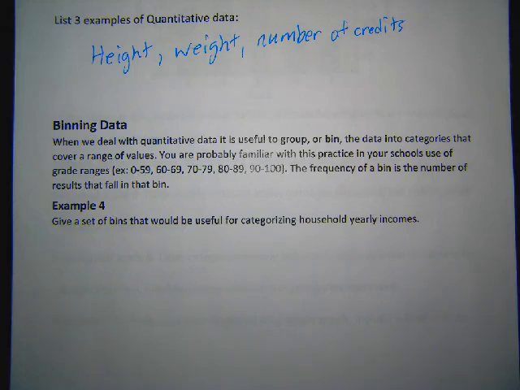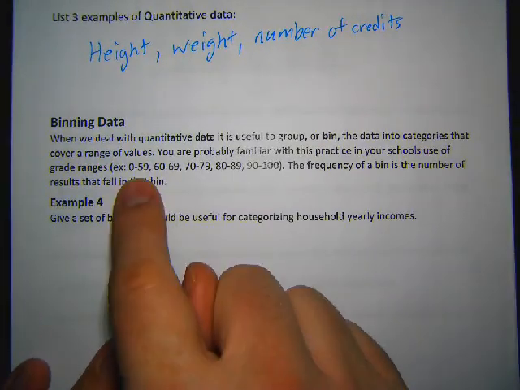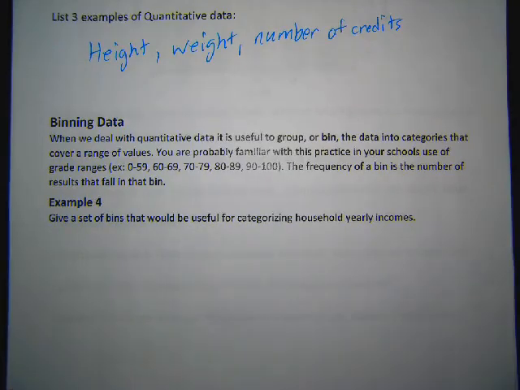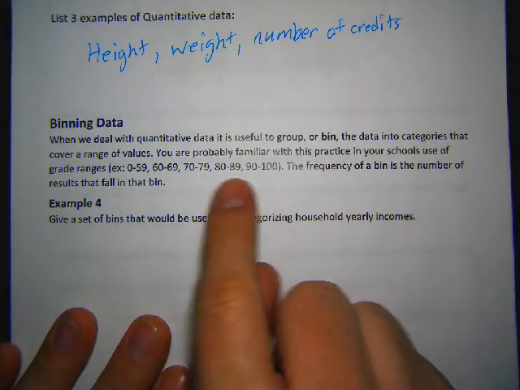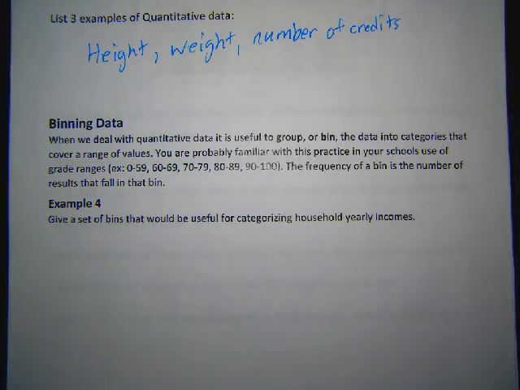You're probably familiar with this because you do this for your school work. The grade ranges are a set of bins: 0 to 59, 60 to 69, 70 to 79, 80 to 89, 90 to 100. Those are all bins, and scores within those ranges fall in that category. The top one's A, B, C, D, and then F. Those are bins for quantitative data. The frequency of the bin is the number of results that fall in that bin. So if we saw frequencies for categories in those bins, we do the same thing.